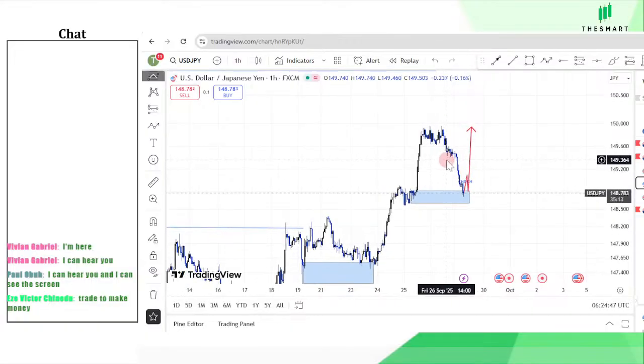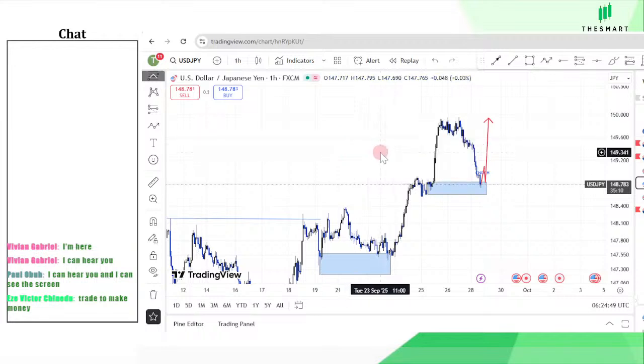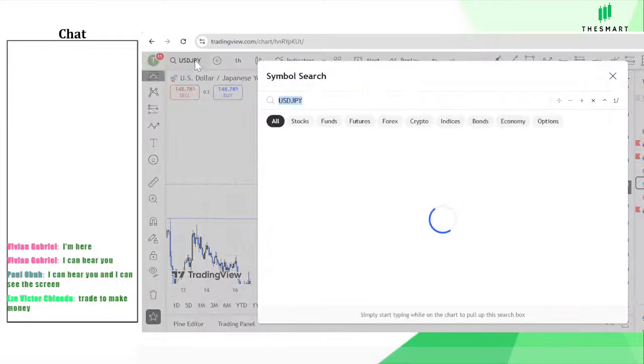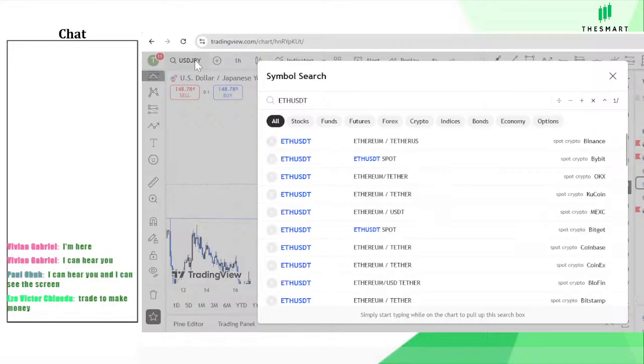The next pair we'll be looking at is Ethereum, for the crypto traders in the house.